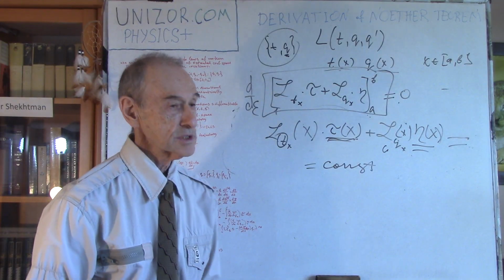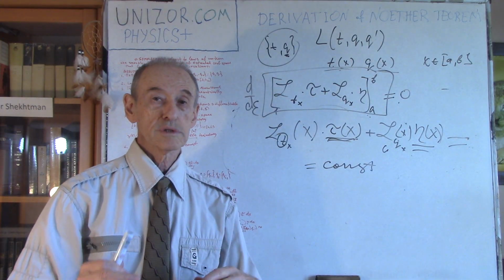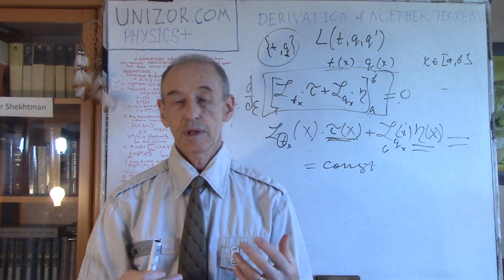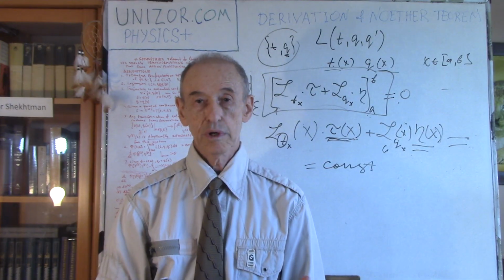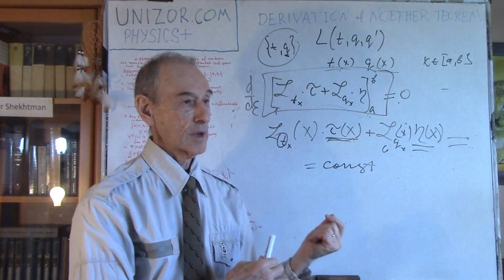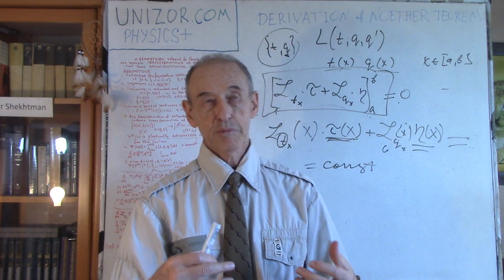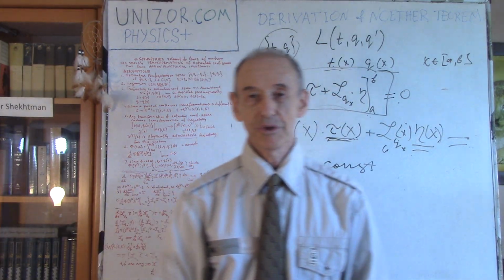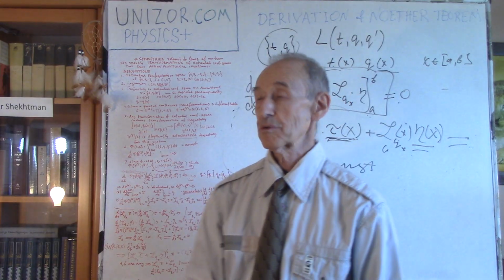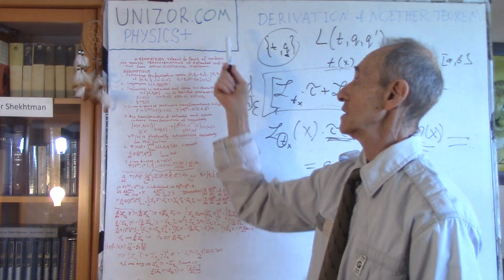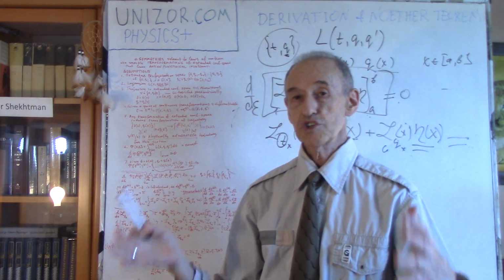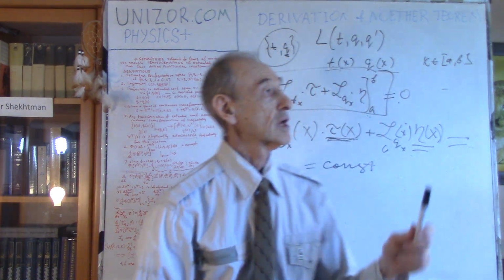Well, I do suggest you to read my notes for this lecture again, and it's actually like a textbook. Whatever I was talking right now here is presented maybe in more, I would say, smooth way in those notes. So I do suggest you to read them. So you go to unizor.com, go to Physics Plus course, find the Noether's Theorem chapter, and this is the derivation of Noether's Theorem.